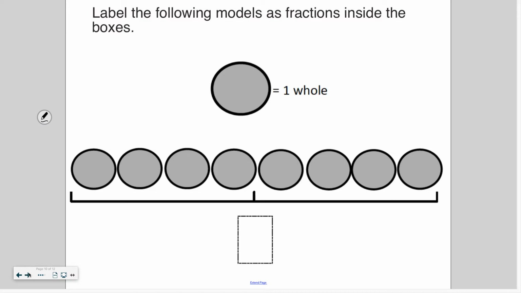We're going to try this last one. Pause now and press play when you're ready to check your work. All right, again, my circle represents 1 whole. I see 1, 2, 3, 4, 5, 6, 7, 8 wholes. They have not been broken apart into smaller parts or any fractional units. So it's literally 8 wholes, 8 over 1, or 8 ones, you can say as well.